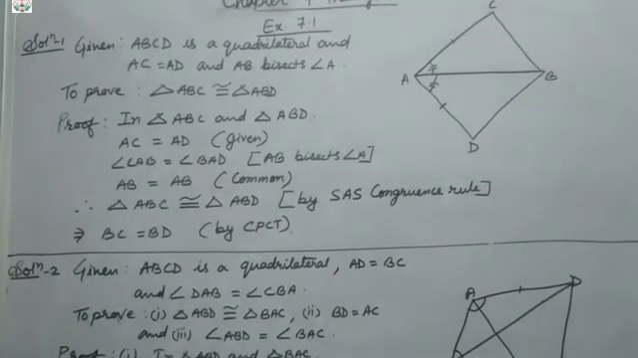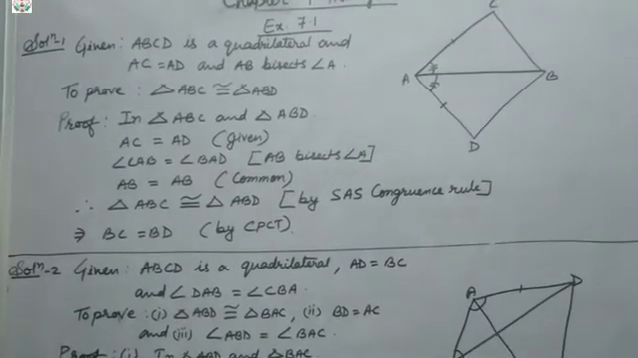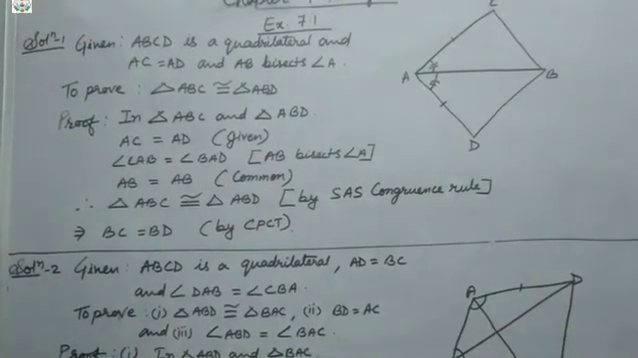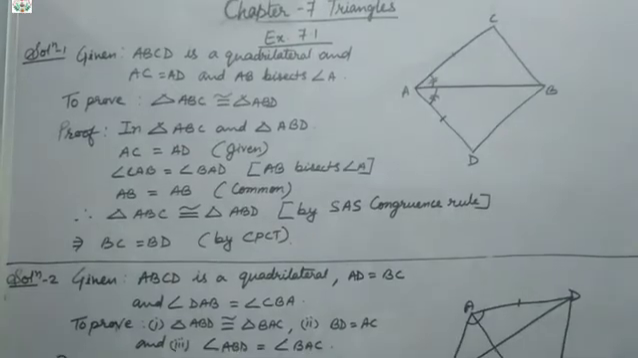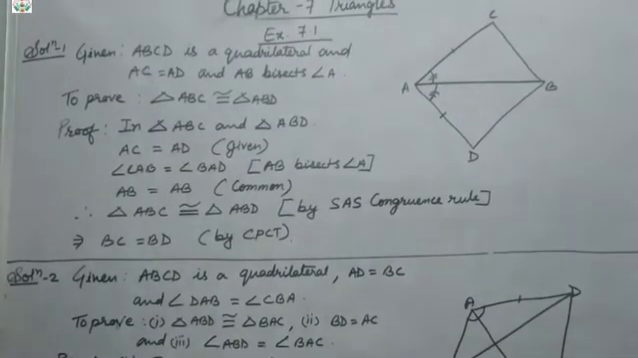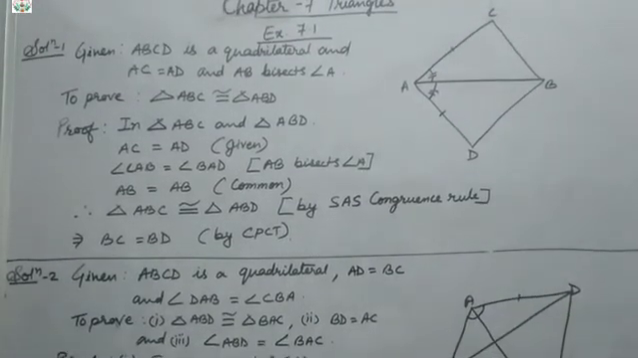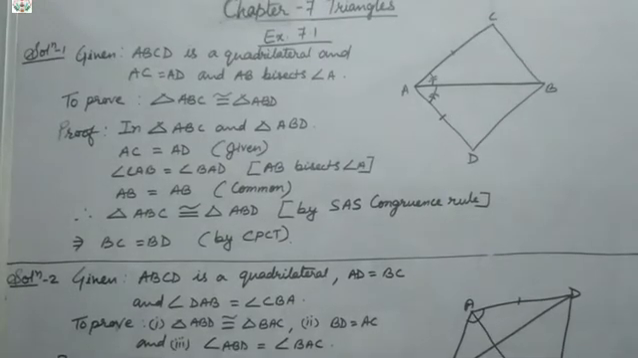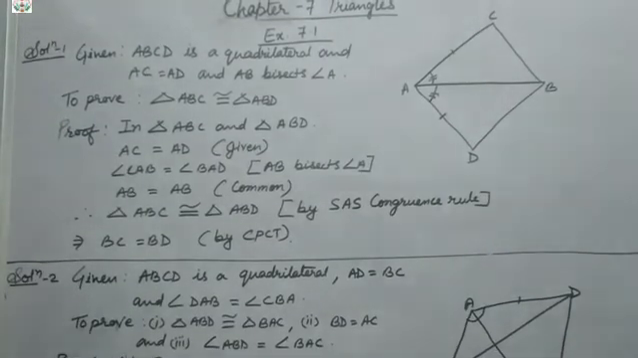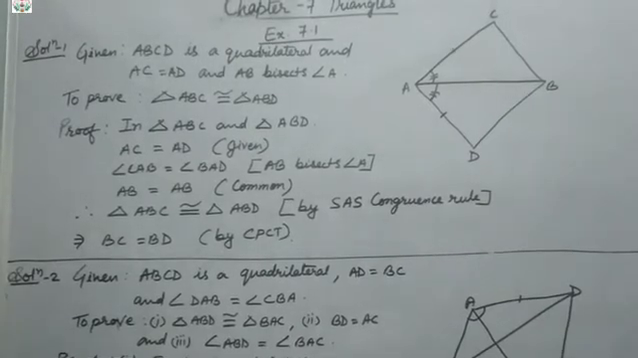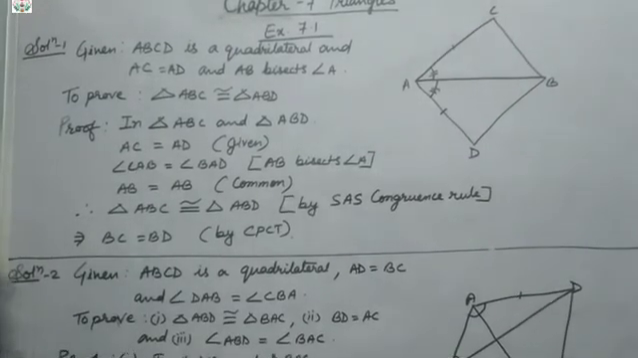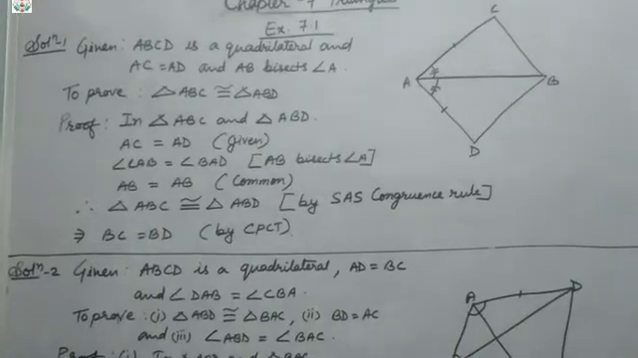In quadrilateral ACBD, AC equals AD and AB bisects angle A. Show that triangle ABC is congruent to triangle ABD. What can you say about BC and BD? Okay, the figure is drawn in the book, so we can go through the book.